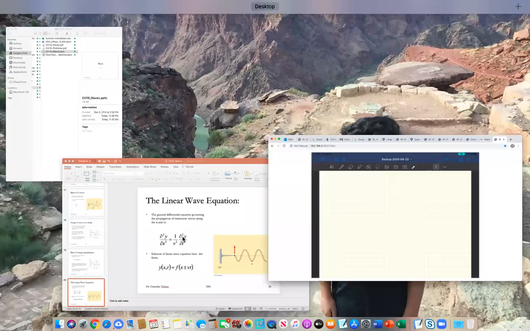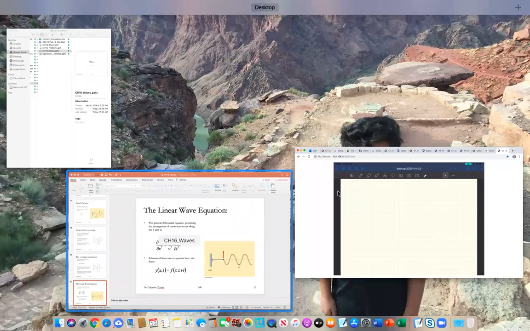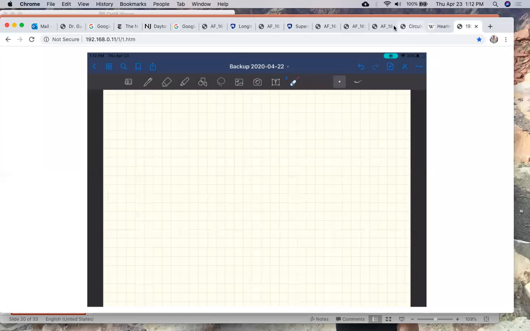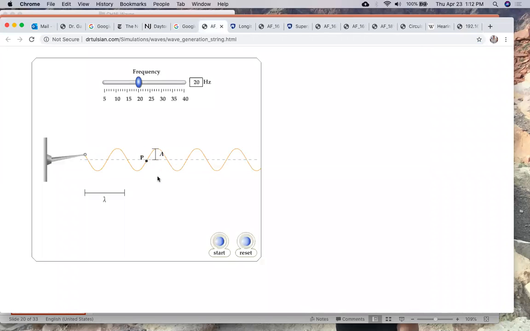We are interested in describing, modeling the behavior of the system mathematically. So this is evolving in time, and things are changing with spatial coordinates. So this direction will be X, and this will be Y.